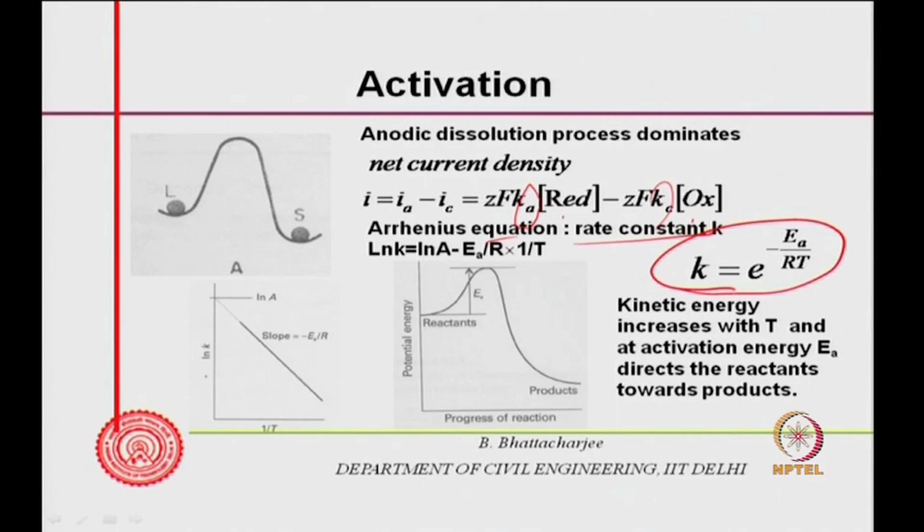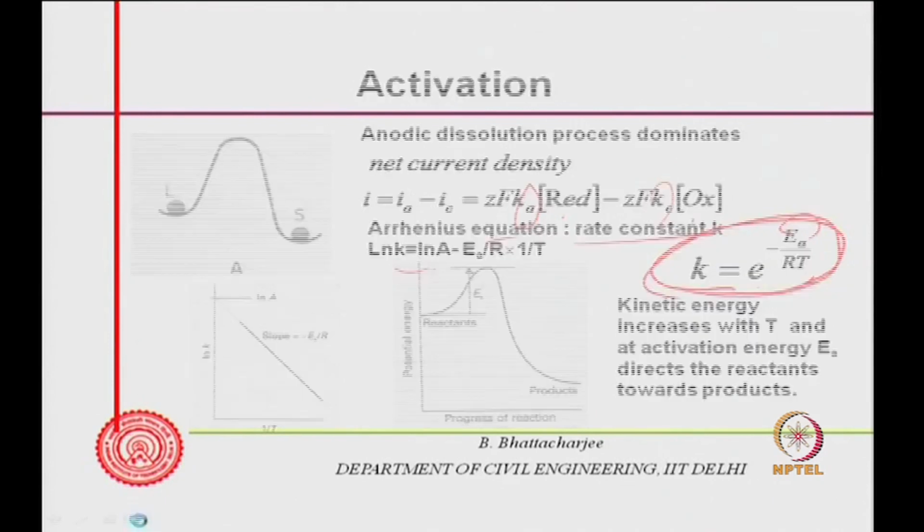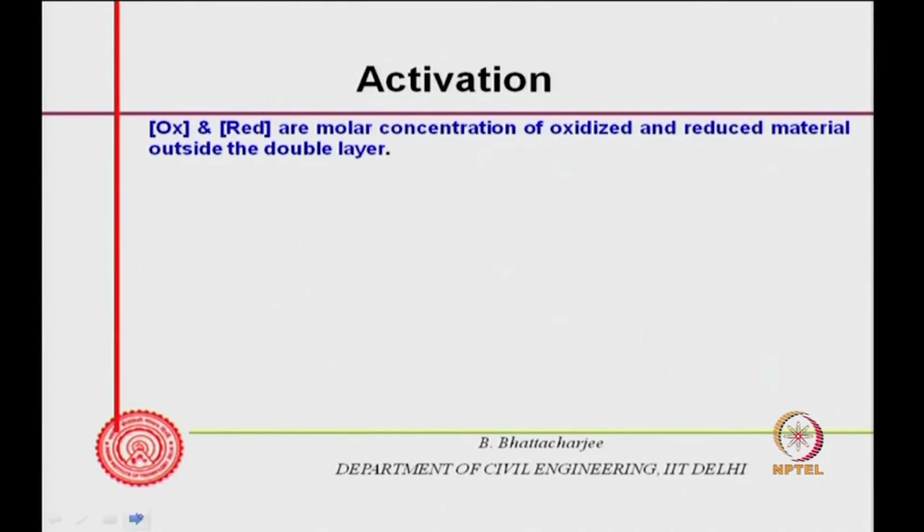From the Arrhenius equation one can find this K: ln K has this kind of relationship, and K is proportional to activation energy divided by RT. Kinetic energy increases with T, and the activation energy directs the reactants towards the product. It is a function of temperature, and it can be shown that K is e to the power of EA divided by RT. This is the progress of the reaction: reactants are pushed up, jump from that and come to the product level. That is activation.